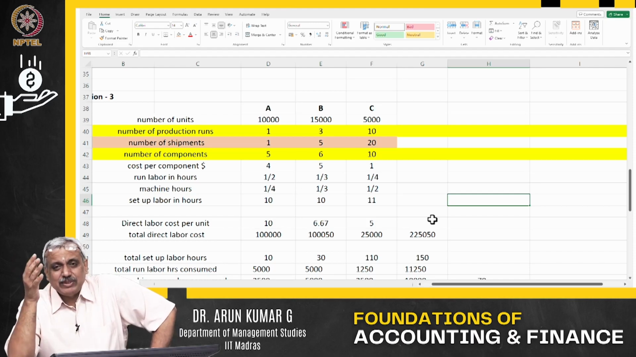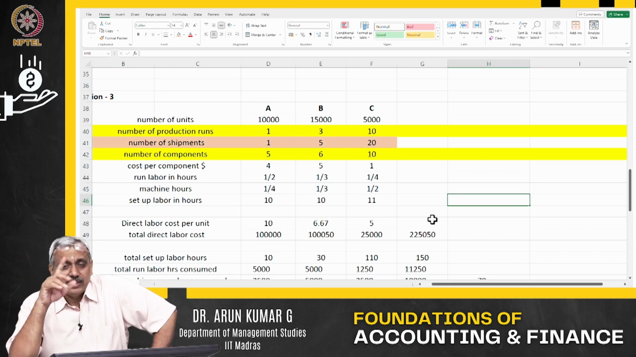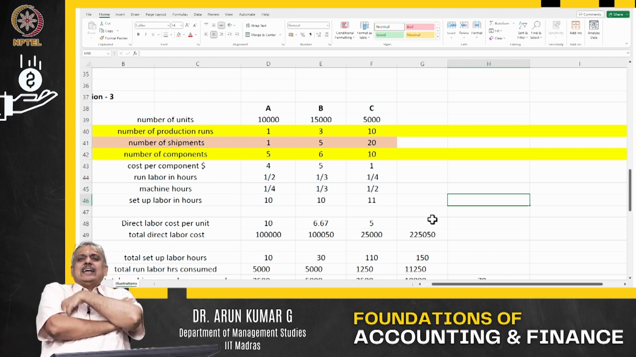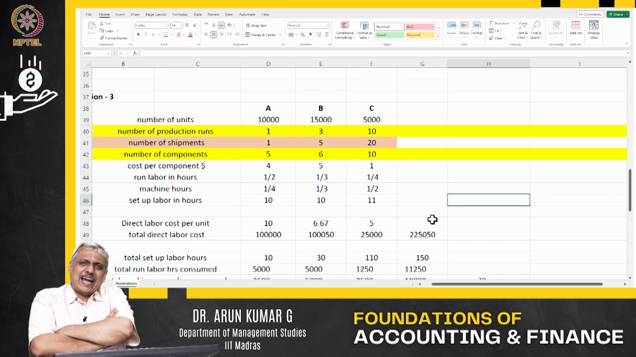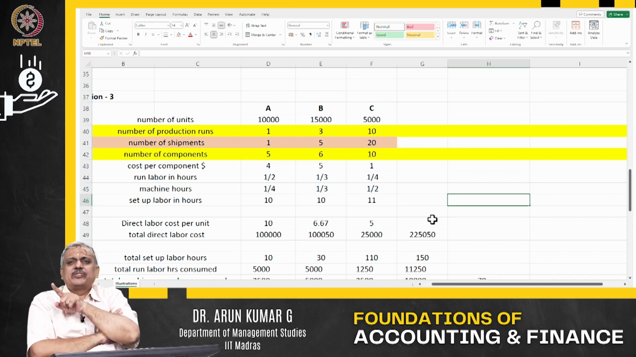Let us imagine there is a machine, it's bulk packing, you are sending it in bulk. So when you are sending it in bulk, the packing cost will depend on the number of shipments. Let me repeat. If it is individual products, then my packing cost will depend on the number of units I manufacture. The activity driver is the number of units.